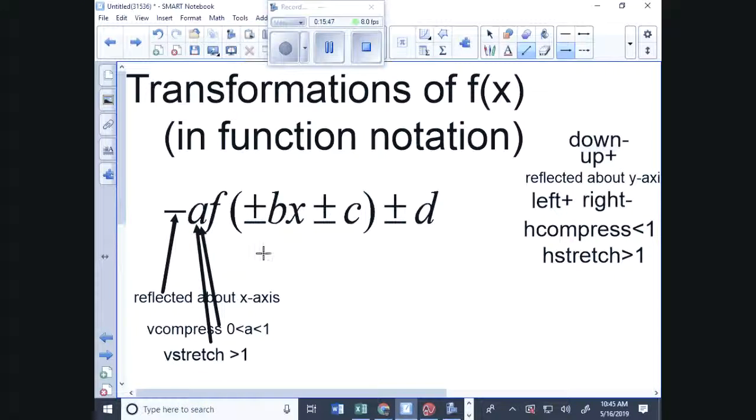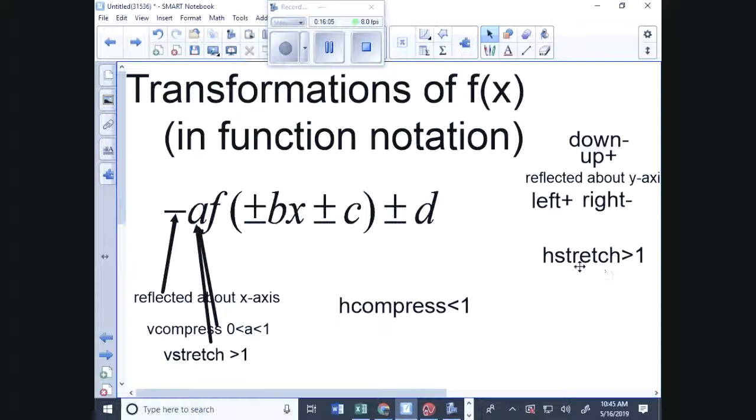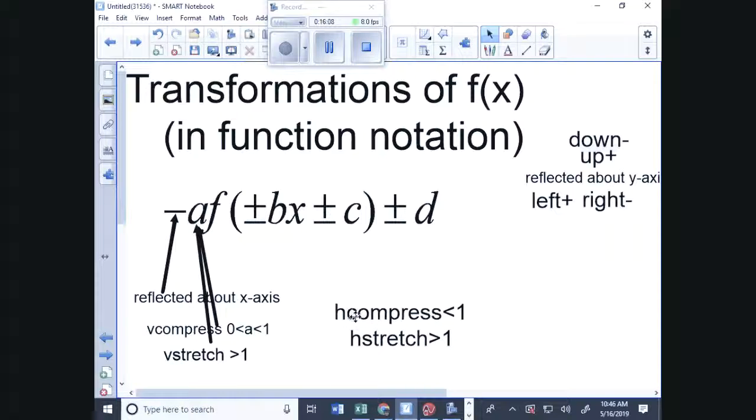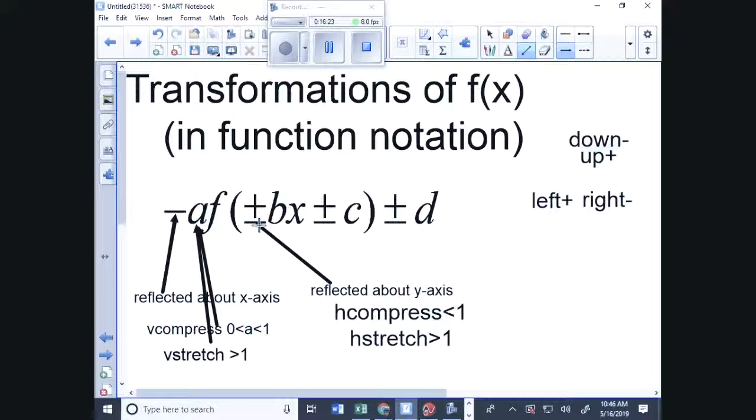I really think one arrow would have sufficed. Then let's look at B. B values control our compression and stretch also, but from the horizontal direction. Really the main thing you want to worry about is that if B is negative, the graph will be reflected about the y-axis. So all this has to do with, let's use the negative and positive for the reflection, and we'll use the B for the compression.